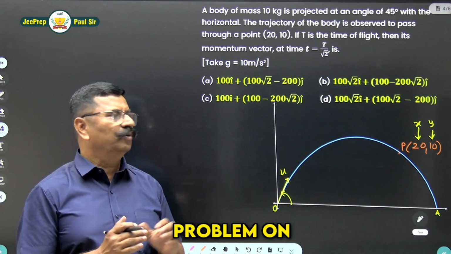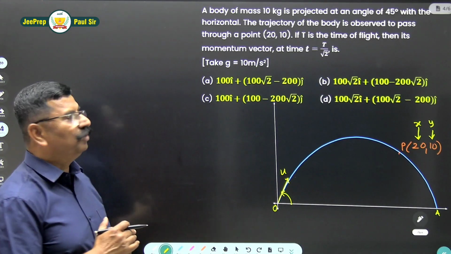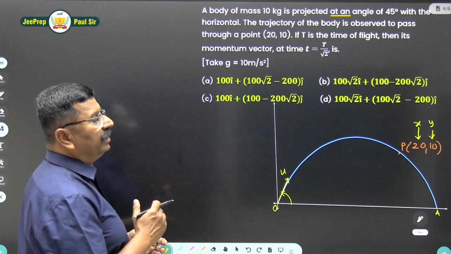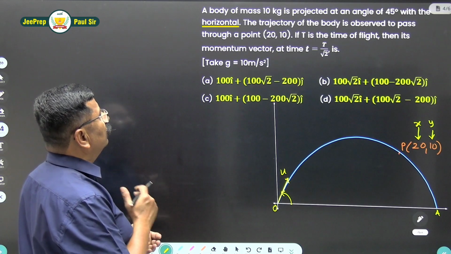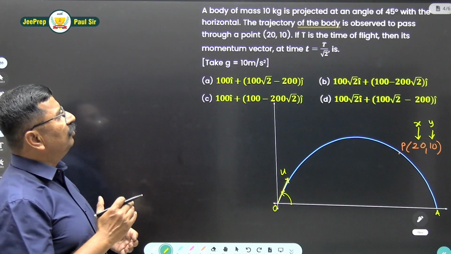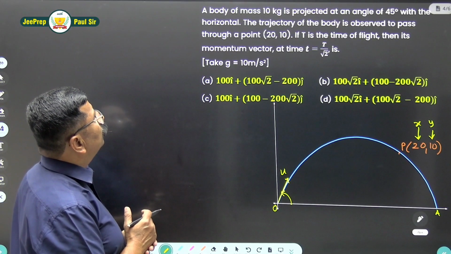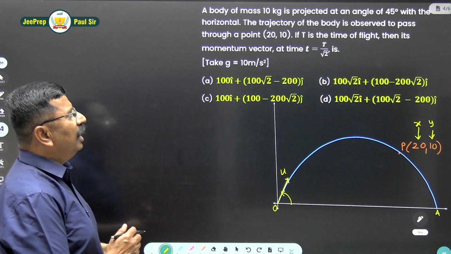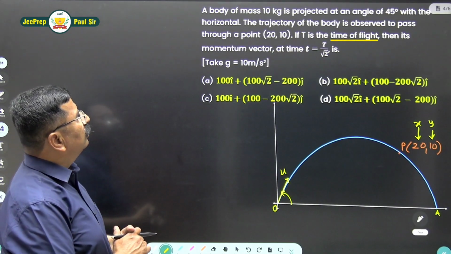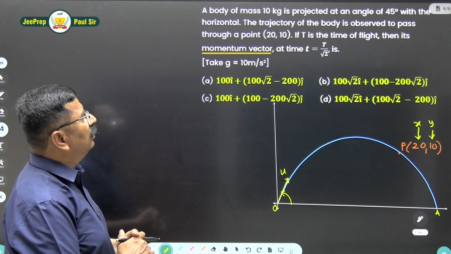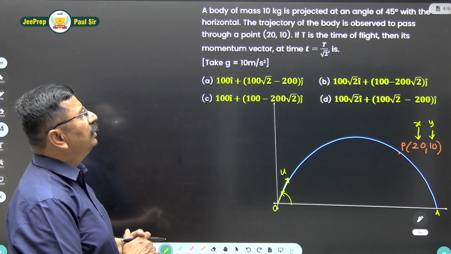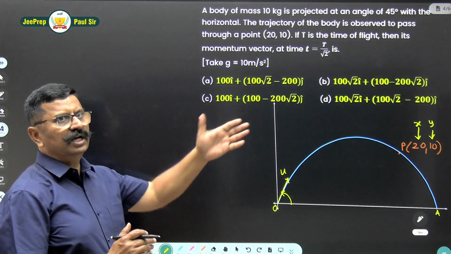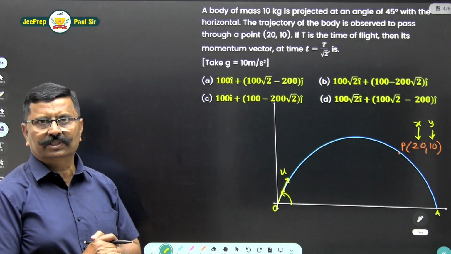Today we'll do one problem on projectile motion. Let's read the problem. A body of mass 10 kg is projected at an angle of 45 degrees with the horizontal. The trajectory of the body is observed to pass through the point (20, 10). If capital T is the time of flight, then its momentum vector at time t equal to capital T by root 2 is, and these are the four options given to us.